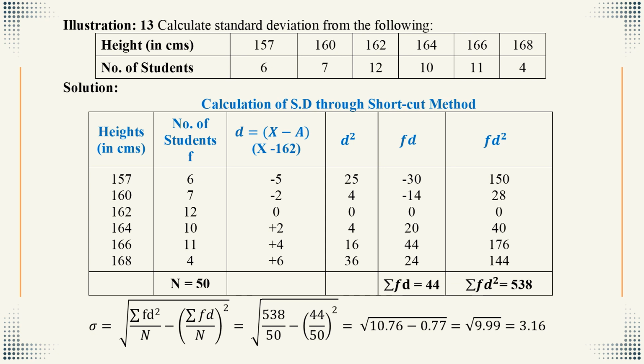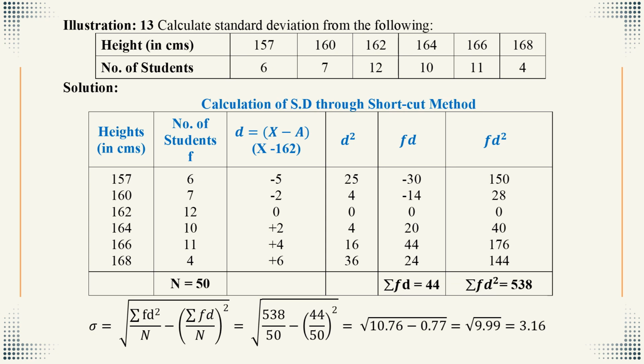Then these values should be multiplied. That means 5 into 5, then the minus symbol becomes positive, thereby 25. Then 2 into 2, 4, then 0, 2 into 2, 4, 4 into 4, 16, 6 into 6, 36. Then the frequencies corresponding to these values should be multiplied. Here 6 into 25.